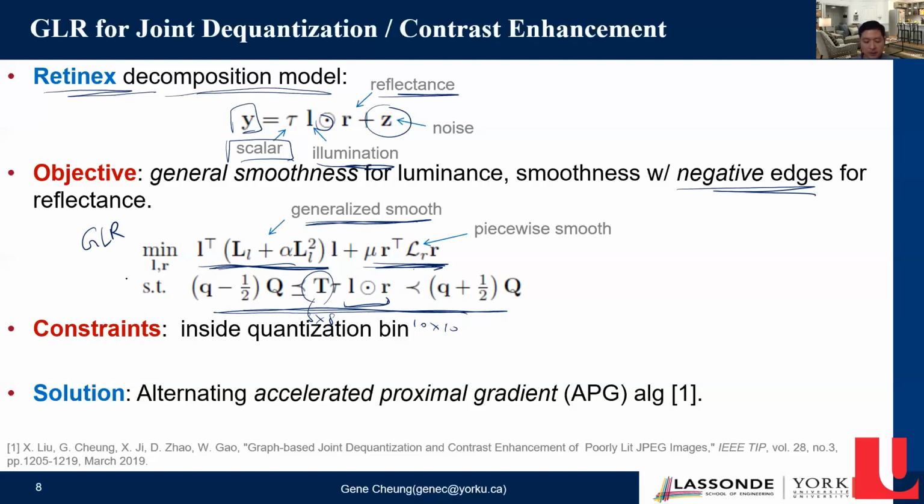The way we solve this optimization is using alternating accelerated proximal gradient. Alternating here means that we fix the illumination while we optimize the reflectance, and vice versa. Once you fix one of these terms, you just have a quadratic objective function with a set of linear constraints, and that's essentially a convex set. Therefore, you can use a proximal gradient or the accelerated version to solve it. You can see the details in this reference here.